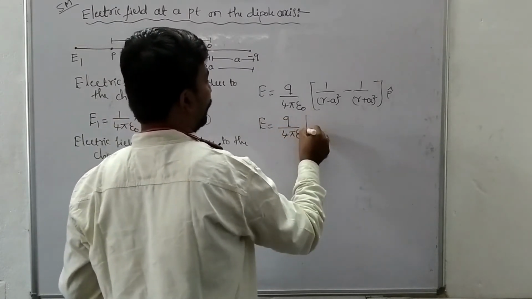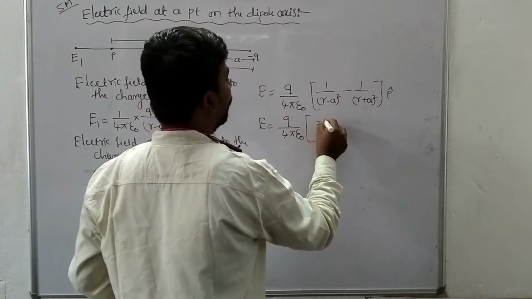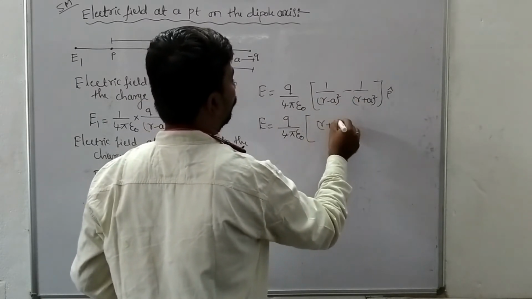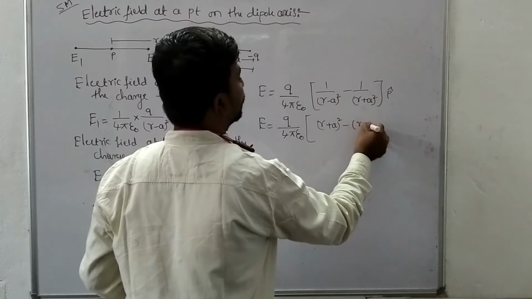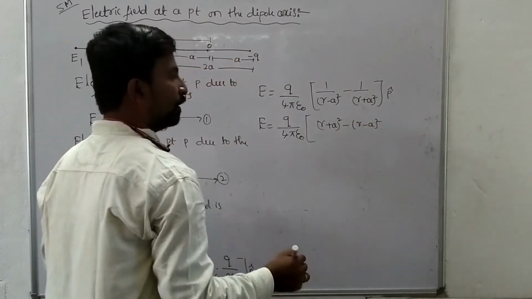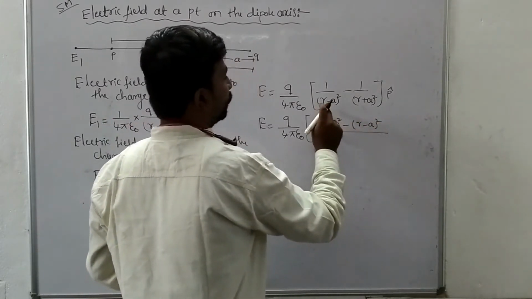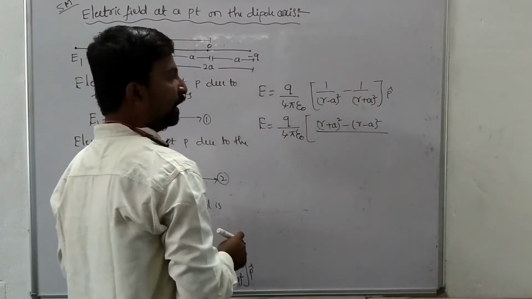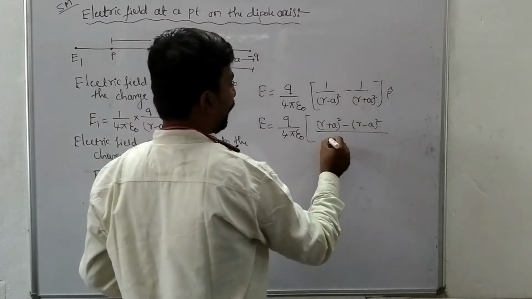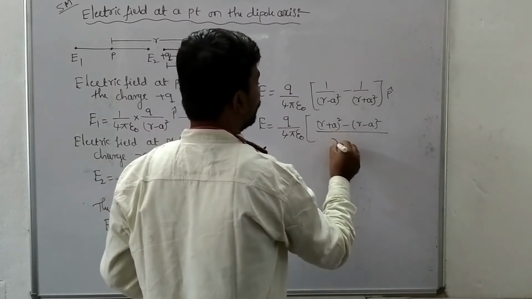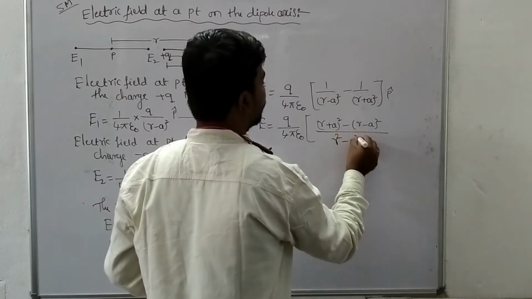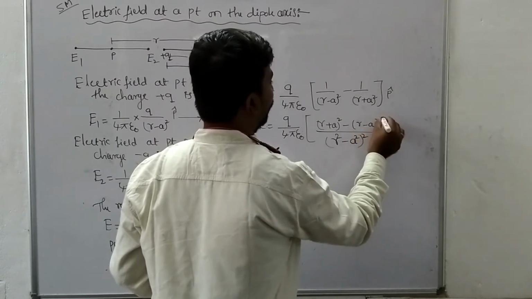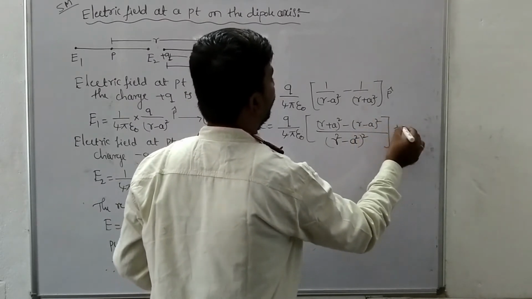Then E is equal to Q divided by 4 pi epsilon naught into bracket of R plus A whole square minus R minus A whole square, divided by, this is A minus B and A plus B, so A minus B into A plus B is A square minus B square, so R square minus A square whole square, into p cap.